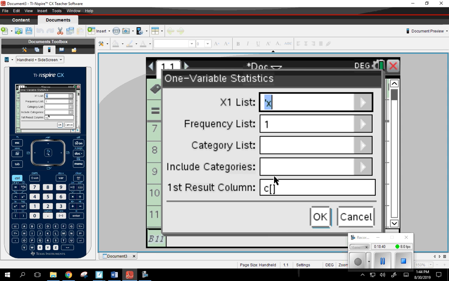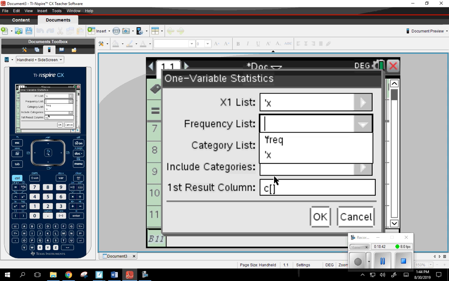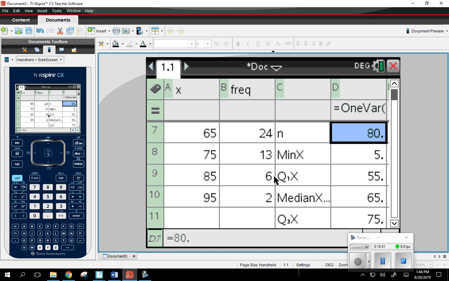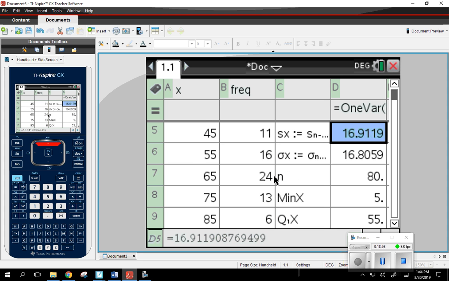Tab, let me backspace out of there. That is my frequency list. Everything's going to show up in column C. As soon as I click OK, boom. There were 80 terms in there. Which one am I choosing? We want sigma, this guy right here. There we go. And in fact, I could go ahead and show this to you.